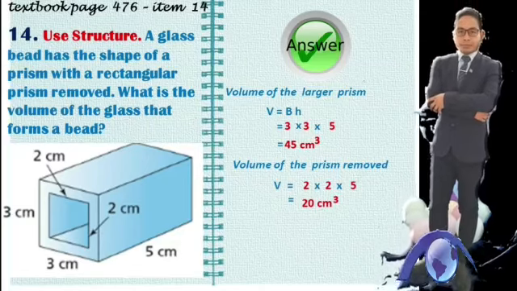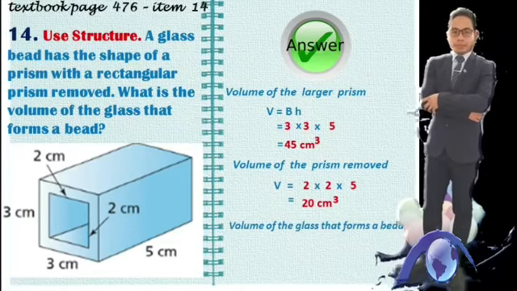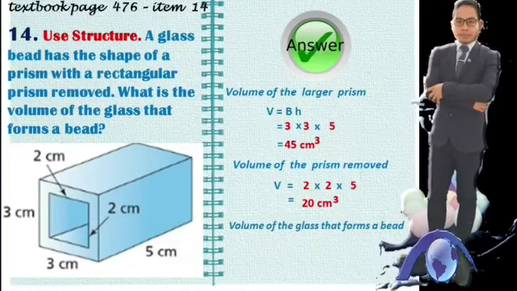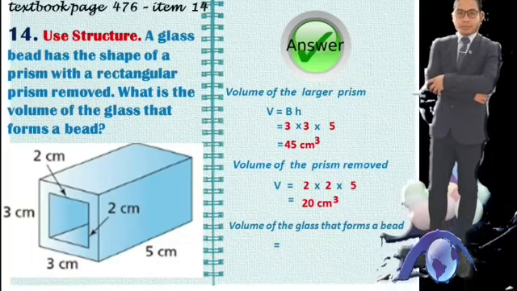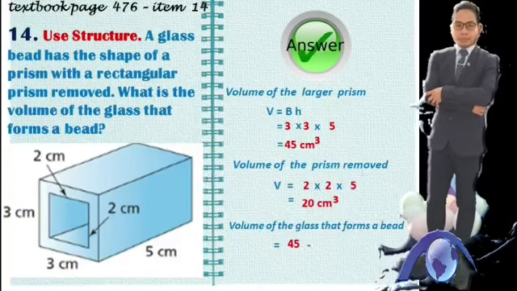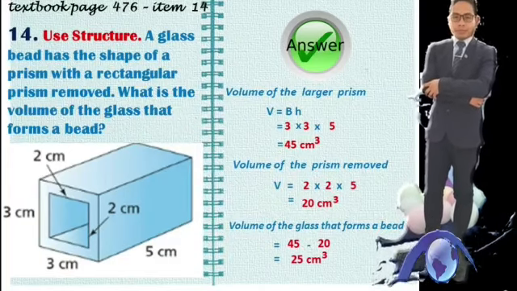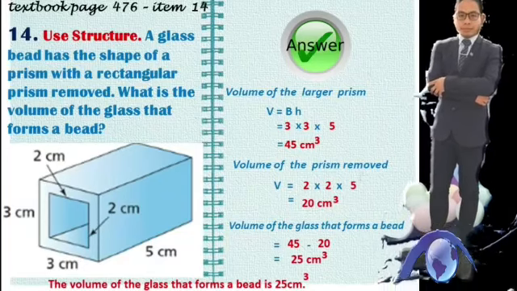Now to find the volume of the glass that forms a bead, we need to subtract the volume of the larger prism and the volume of the prism removed. The volume of the larger prism is 45 cubic centimeters, and the volume of the prism removed is 20 cubic centimeters. It gives a difference of 25 cubic centimeters, and this is now the volume of the glass that forms a bead.